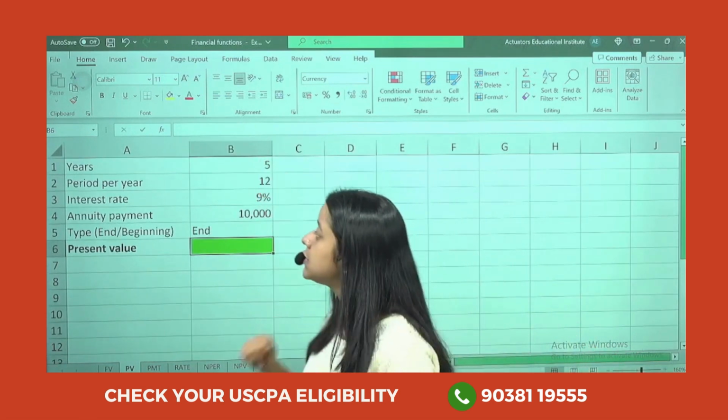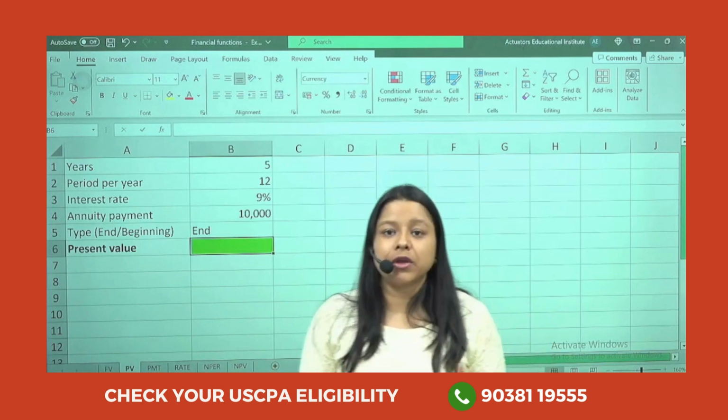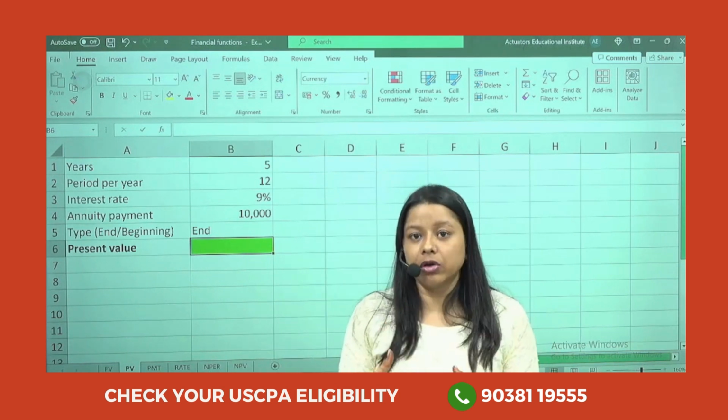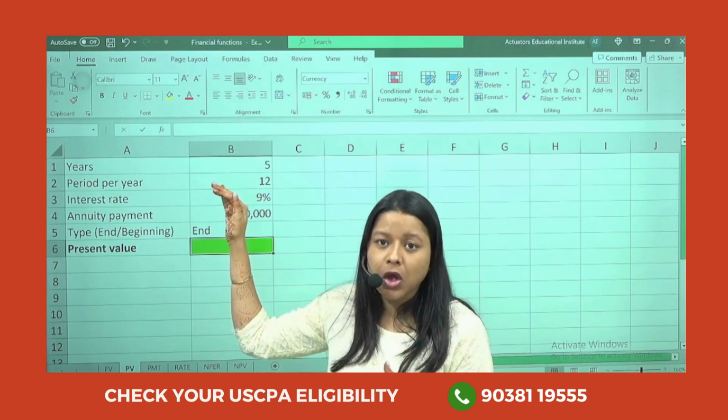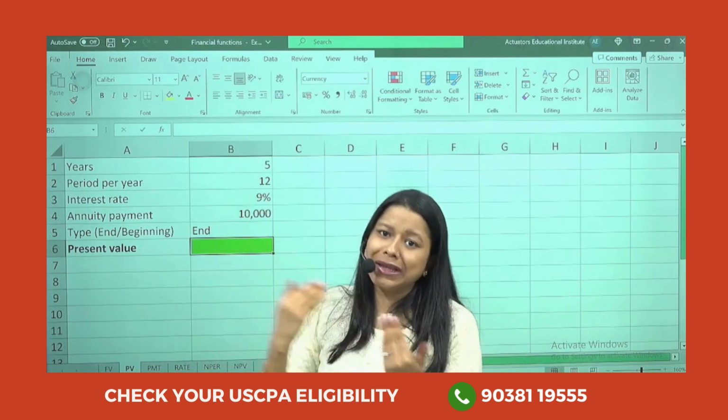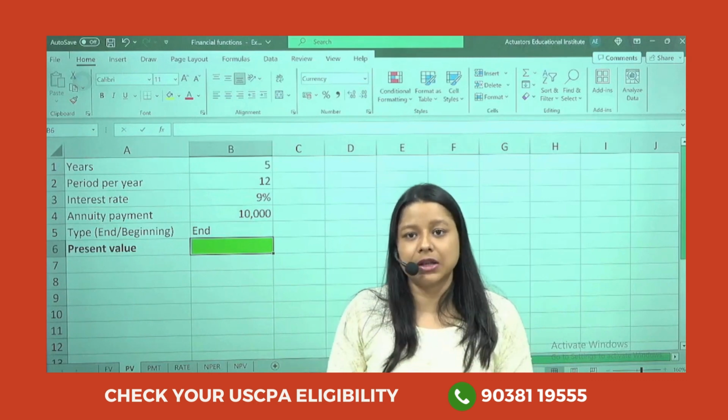So I have taken a very basic example where I have considered the number of years as 5 years and periods per year. For example, in every year there are 12 payments that you are receiving, or maybe you are paying out. It can be any which way. You need to calculate the present value of that.